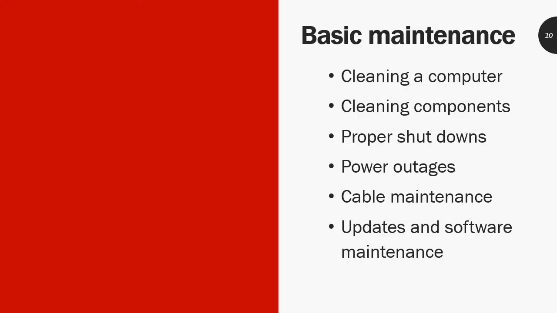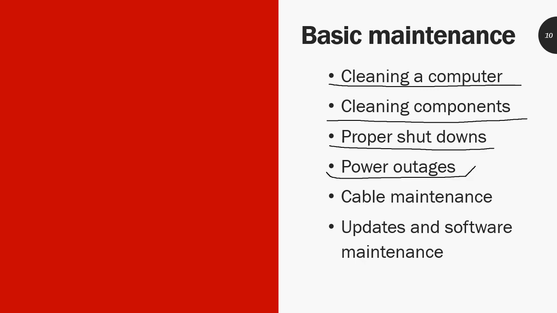Basic maintenance. When a computer is down, we lose precious work time, and we don't want to do that. So we're going to learn how to clean our computers, clean the physical components, proper shutdowns, what to do when we have a power outage, cable management, updates, and software maintenance.